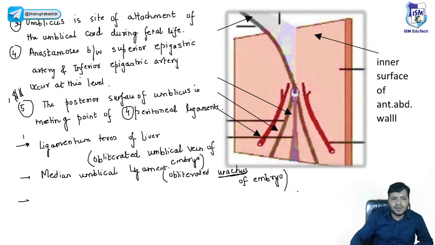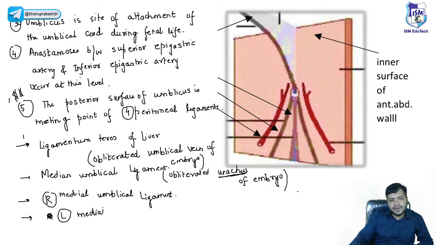तो वो अगर बच जाता है ना, इफ इट इज रिमेनिंग, सो दैट रेमेनेंट है. बट किसका रेमेनेंट है? यस, वी हैव द राइट मीडियल अम्बिलिकल लिगामेंट. राइट, राइट मीडियल अम्बिलिकल लिगामेंट. And we have the left medial umbilical ligament.